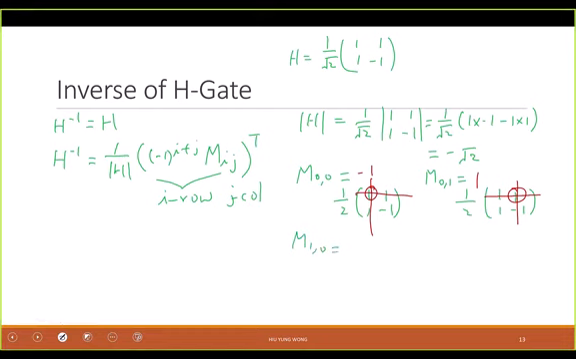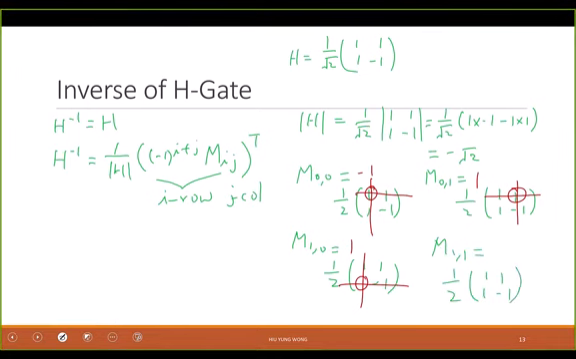M10, what do you get? 1, 0. This is 1, 0. Right? So you get 1. The 1 is left. Okay? And eventually, M11 equals to, what is M11? That is the mistake I made just now, right? It's 1. Okay?